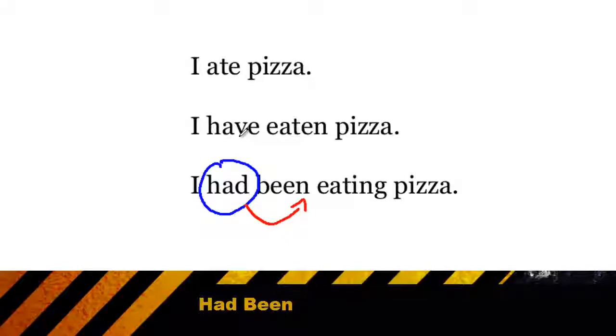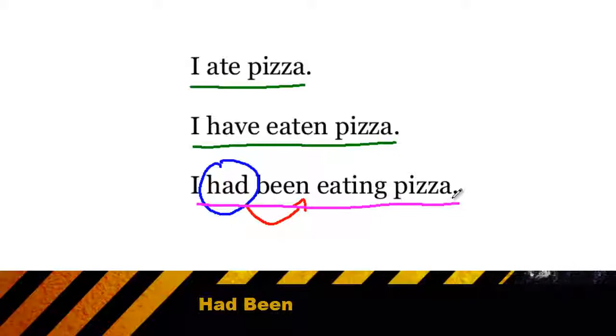Which means if you have "had been" as a helping verb, you have to make sure you have two verbs in that sentence. So while the phrase "I ate the pizza" is a complete sentence, and so is "I have eaten pizza," that's also a complete sentence. The phrase "I had been eating pizza" is not a complete sentence because we only have one verb.